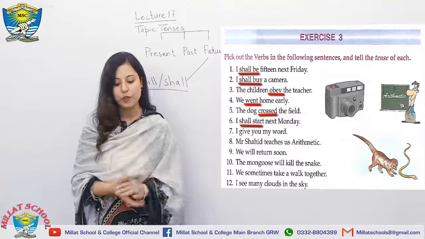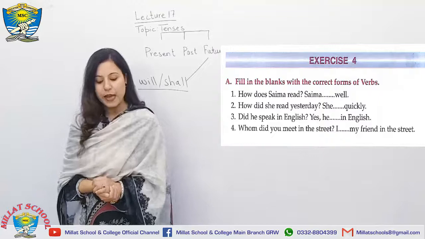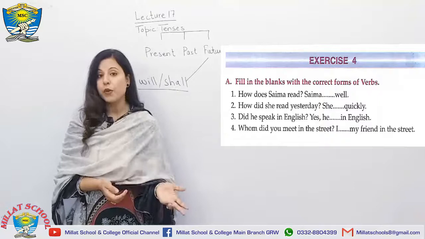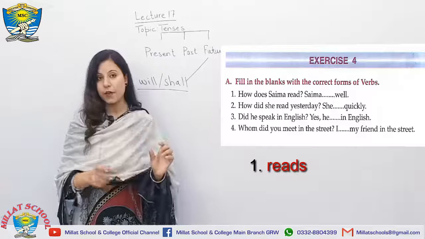Have a look at the next exercise on page number 87. Exercise number 4. This is again very interesting for you. Fill in the blanks with the correct forms of the verb. You have to put the form of the verb yourself. This is an action. Let's see. Number 1. How does Saima read? Now we are talking about Saima's action, that read. So Saima dash well. What does she do? She reads well. Reads. The action will be put into the other sentence. That is the answer.